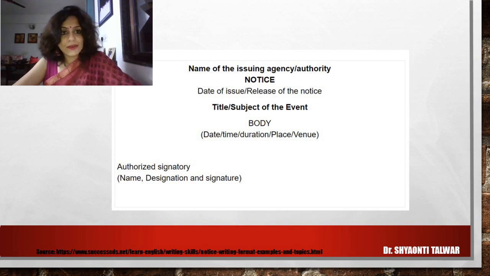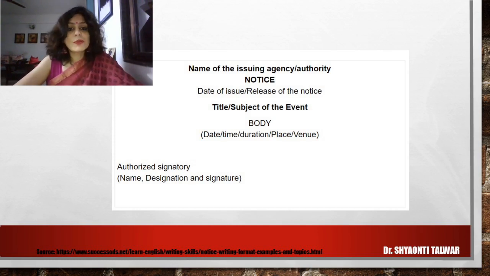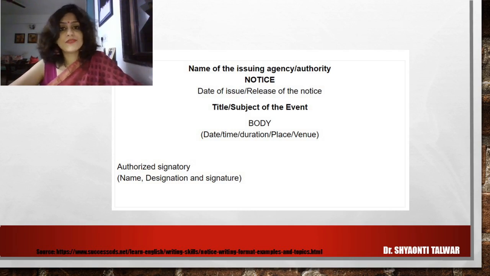So if it's the annual gathering, this is to inform everybody that the annual gathering is to be organized on Sunday, the 28th of January, 2021, from 5:30 onwards in the seminar hall. So everything is included, right? And then you have the authorized signatory. So you need the person's signature over here, followed by the name and the designation of the person. So this is your template which you have to bear in mind.